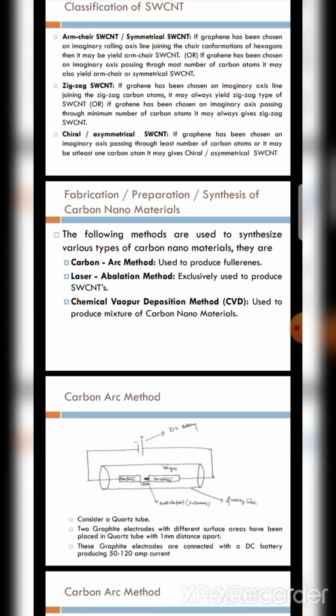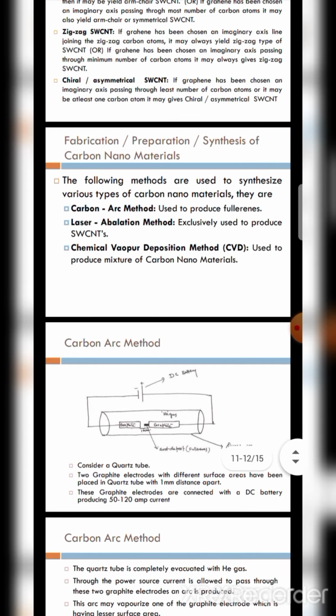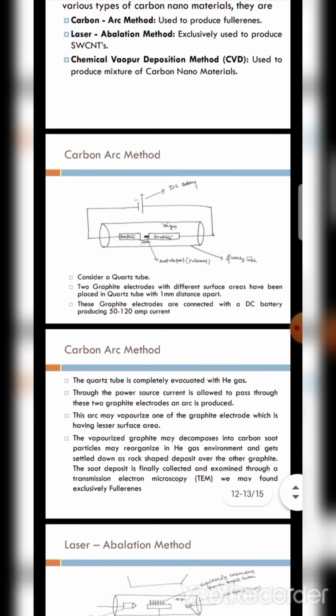Fabrication, preparation, or synthesis of carbon nanomaterials. The following methods are used to synthesize various types of carbon nanomaterials. They are the carbon arc method, used to produce fullerenes; the laser ablation method, exclusively used to produce single-wall carbon nanotubes; and the chemical vapor deposition method (CVD), used to produce a mixture of carbon nanomaterials. Let us see the carbon arc method.